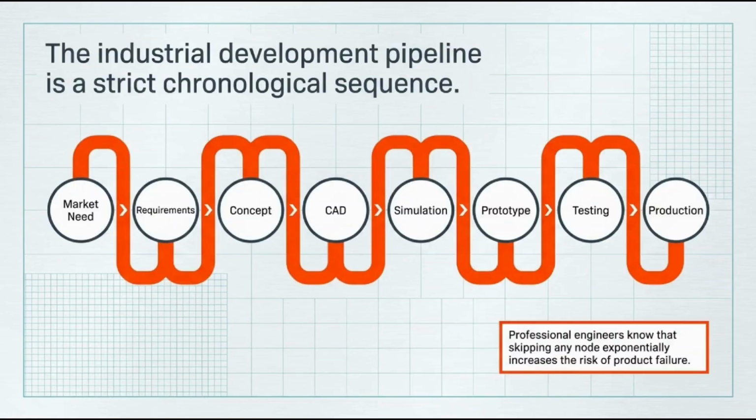Notice the statement at the bottom right of the slide. Professional engineers know that skipping any stage dramatically increases the probability of failure. Many student teams skip requirements. Some skip benchmarking, others skip testing. Every shortcut creates a risk. The strongest engineering organizations trust the process because the process protects the product.